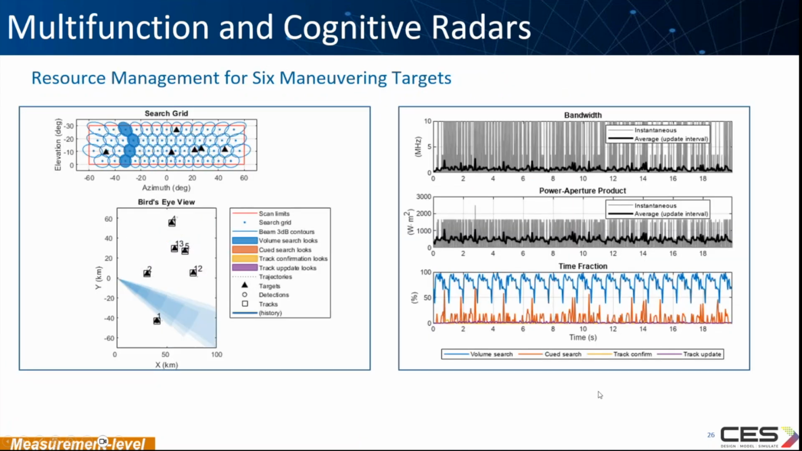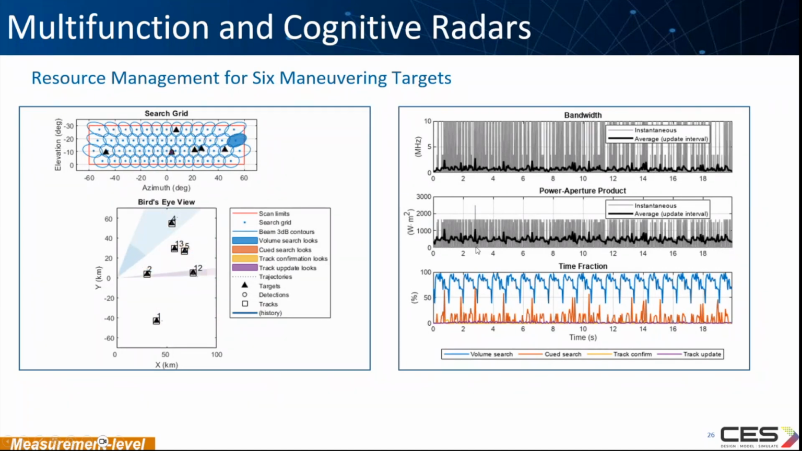And this example shows the resource management for 6 targets. So whatever is shown here in these squares are targets, and we have 6 targets. And remember that we said this multifunction radar has to perform 3 tasks: the volume search, the queued search, and then the tracking.